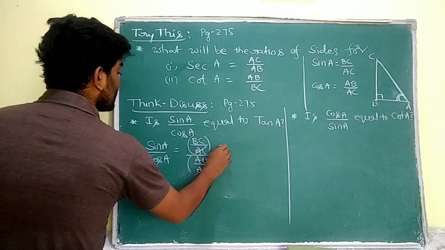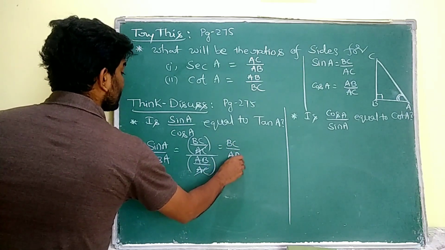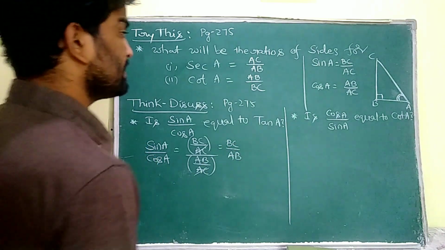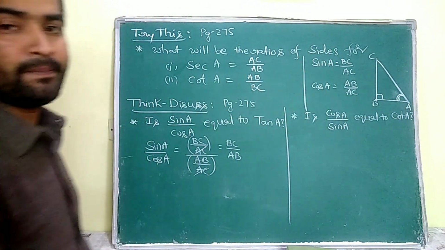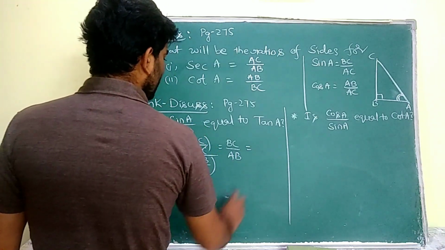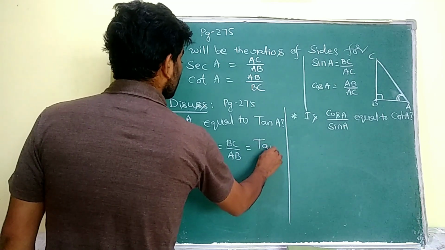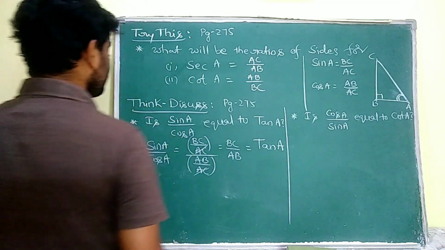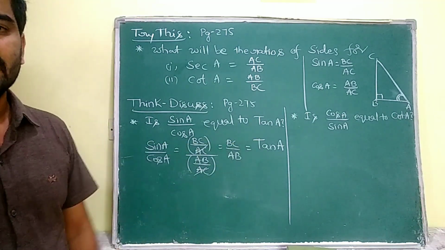Here this AC and AC are going to be cancelled. This is BC by AB. See, BC by AB means, with respect to that A, BC means opposite side and AB means adjacent side. Opposite side by adjacent side is nothing but tan A. So sin A by cos A is equal to tan A.